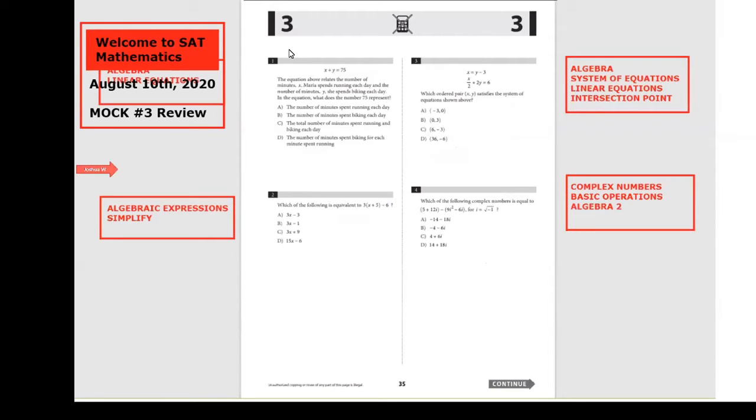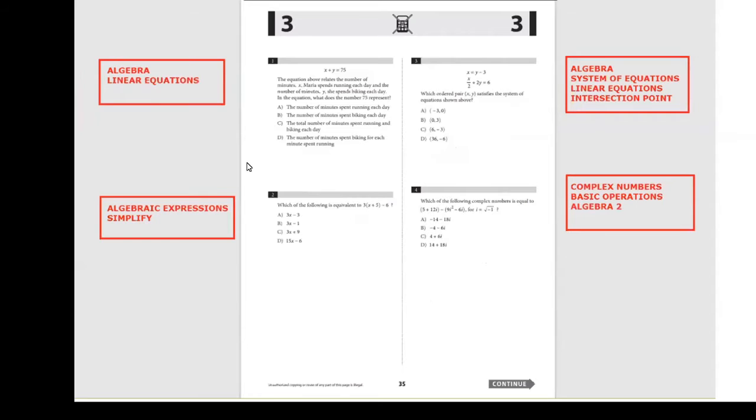Okay, x plus y is equal to 75. The equation above relates the number of minutes x Maria spends running each day and the number of minutes y she spends biking each day. In the equation, what does the number 75 represent? Okay, so she is really doing two activities. Do you have a correct answer for number 1?